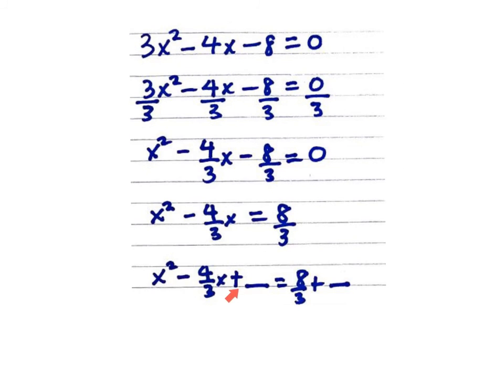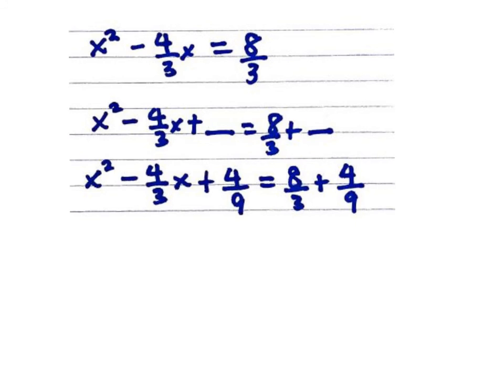And now we put blanks so that we can fill the blank with some values that will complete this square. We put blanks on both sides. And now we figure out the blanks. This is how you figure out the blank to put. This is how we got 4/9.